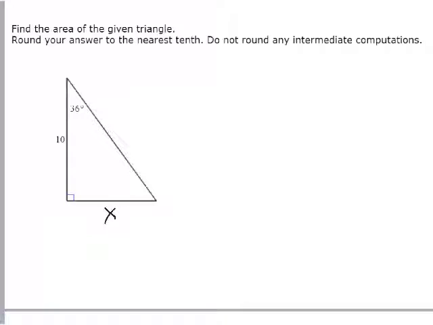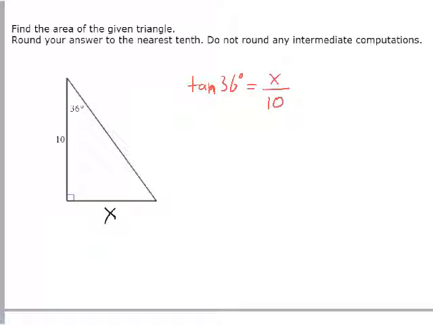For trig, won't that be tangent of 36 degrees is equal to opposite, which is your x, over adjacent, which is 10. So again, with 36 degrees, this is opposite and adjacent, so we're using tangent of 36 degrees, opposite over adjacent. If we solve that for x, we will have our base. Once we have our base, we can find our area.